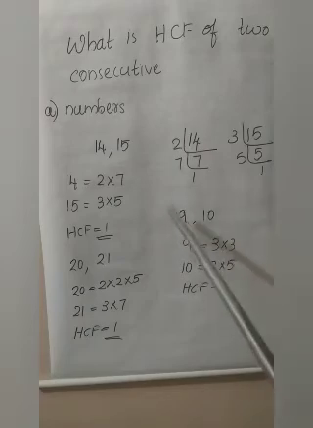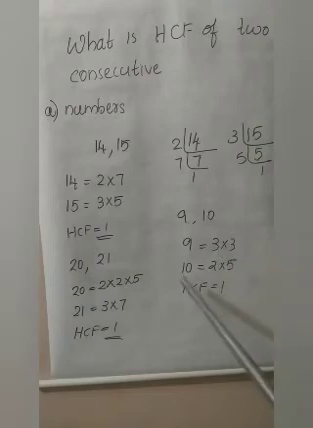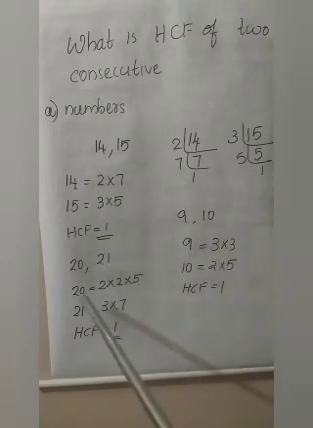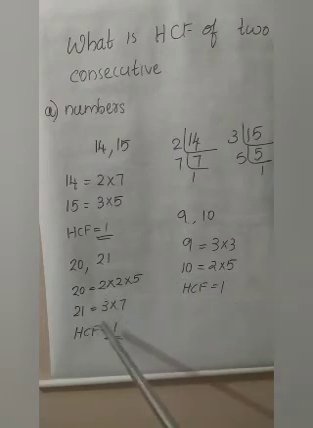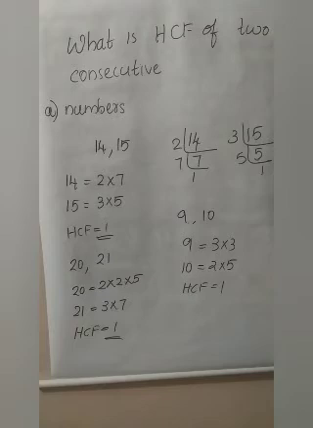Now I took 9 and 10. They are also consecutive numbers. What are the factors of 9? 9 is 3 into 3. 10 is 2 into 5. Is there anything common here? So what is the HCF? 1. Now 20 and 21. The factors of 20 are 2 into 2 into 5. 21 is 3 into 7. Is there anything common? What did you get as the HCF? 1. So what is the HCF of two consecutive numbers? It is always 1.